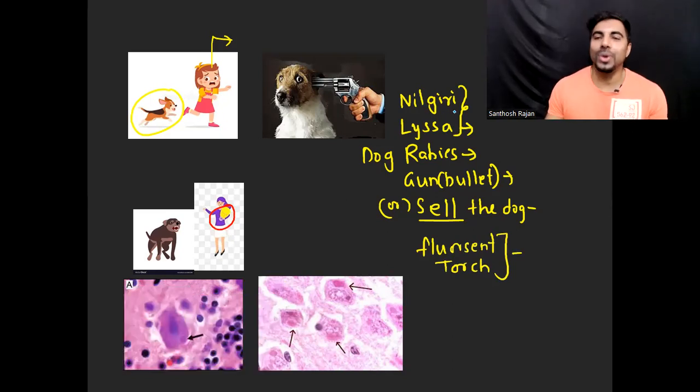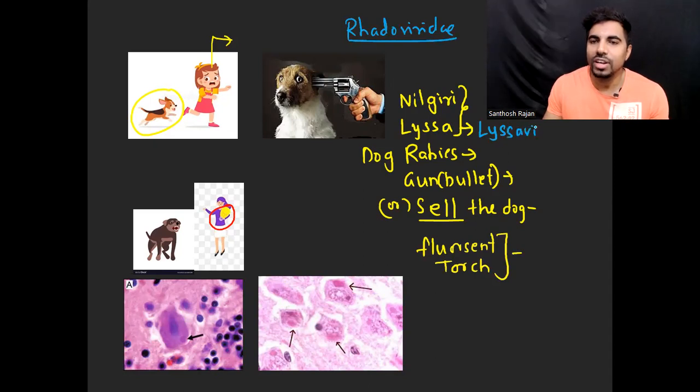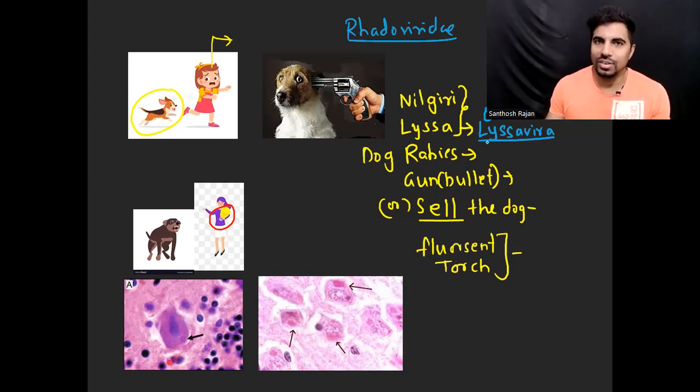First let's start with Lisa. Why did I say Lisa? This is Rhabdoviridae. Rabies belongs to the Rhabdoviridae family, and the genus is Lyssavirus. That was a question asked in one of the PG exams. Dog, the infection is rabies.